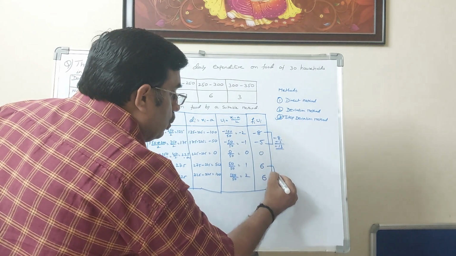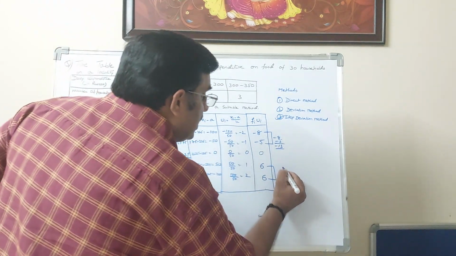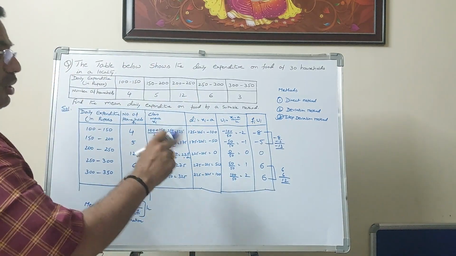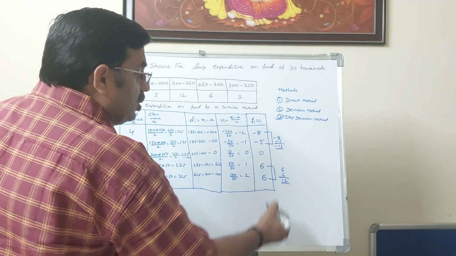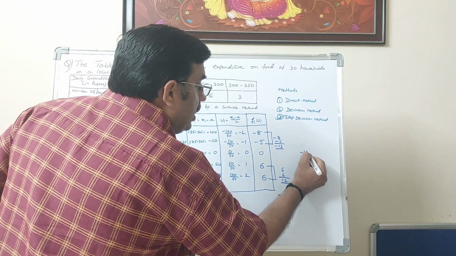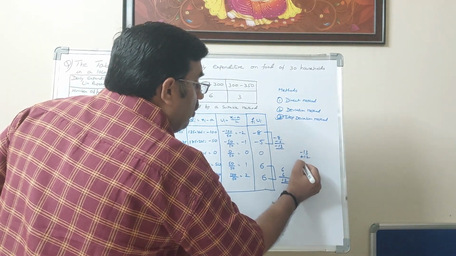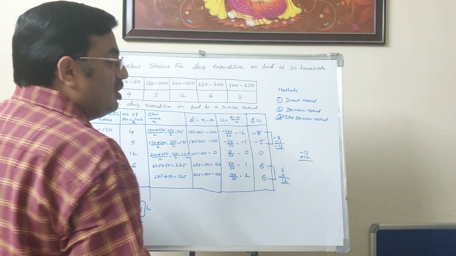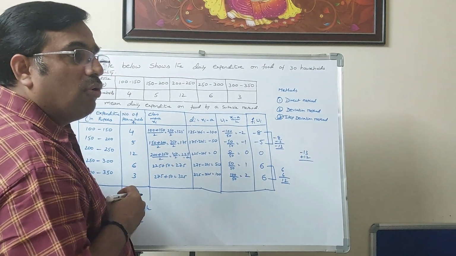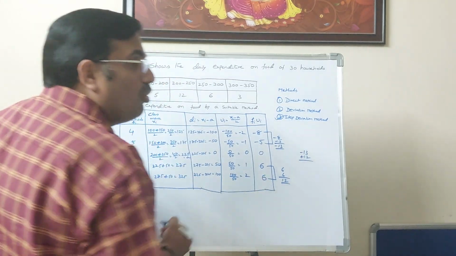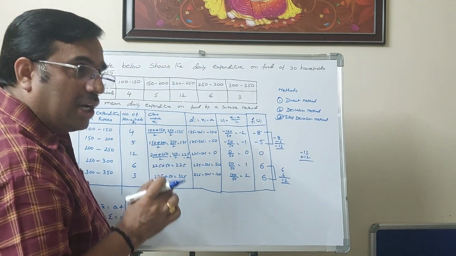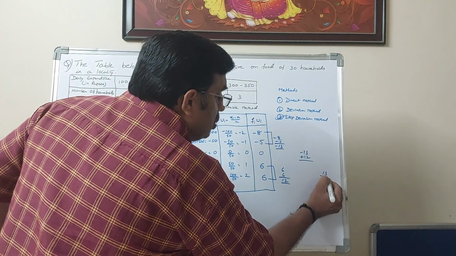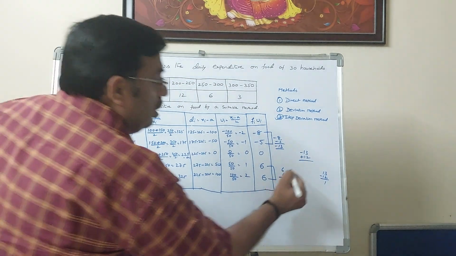Similarly, for these two, 6 plus 6 is equal to how much? 12. Now add minus 13 plus 12. When you have different signs, you have to subtract the numbers. Subtract the smaller number from the bigger number. So 13 minus 12 is equal to 1.